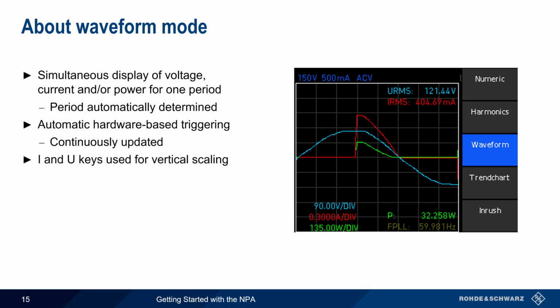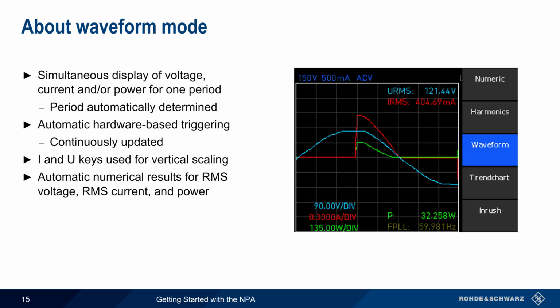Vertical scaling of the waveform can be done using the I and U keys on the front panel. In addition to displaying the waveform, the NPA also provides numerical results for RMS voltage, RMS current, and power, with soft keys being used to choose which traces to display or hide.